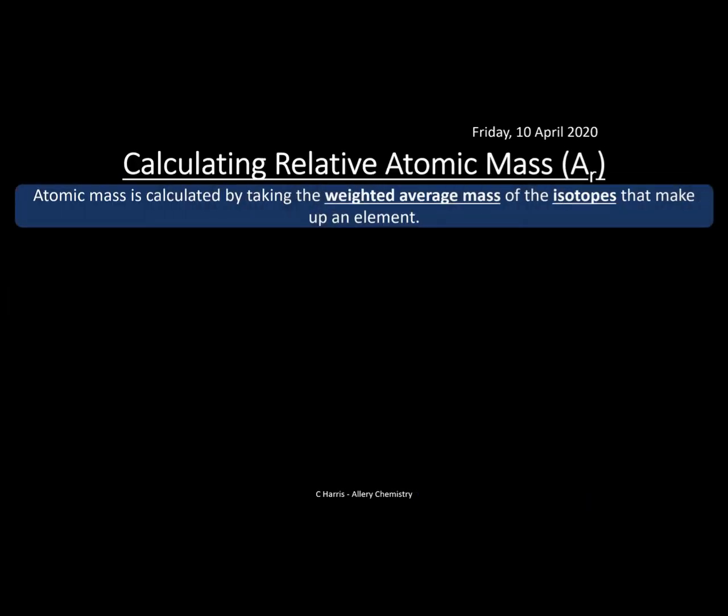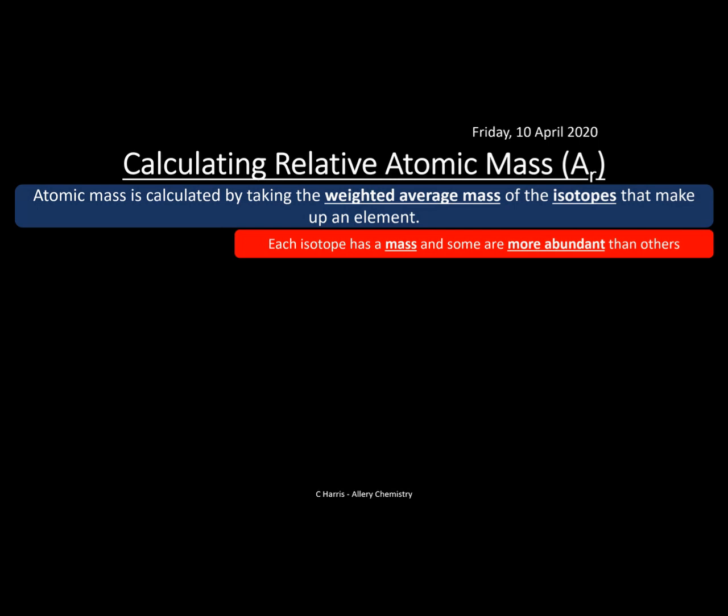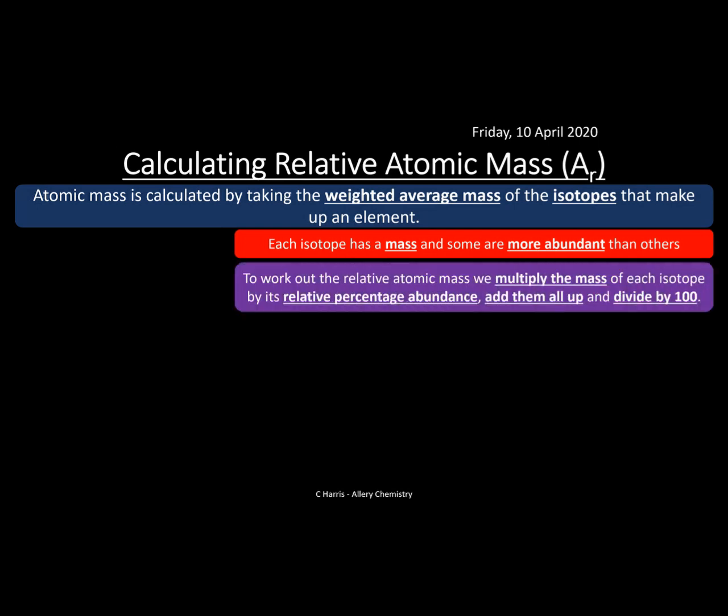Okay, so calculating the relative atomic mass. So the relative atomic mass is the weighted average mass of the isotopes that make up an element, and we've seen that just before as well. So each isotope has a mass, and some are more abundant than others. Okay, and so to work out the relative atomic mass, what we do is we multiply the mass of each isotope by its relative percentage abundance, and we add it all up and divide it by 100. So the best way to explain this is by looking at an example.